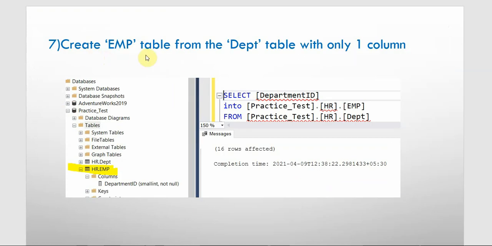Next is to create an employee table from the department table with only one column. So in the previous question, we have copied all. Here we'll just select the department ID into our practice set HR employee from the practice set HR department. So here the main thing is we have to mention the column ID here. You can see this gets created with one column.